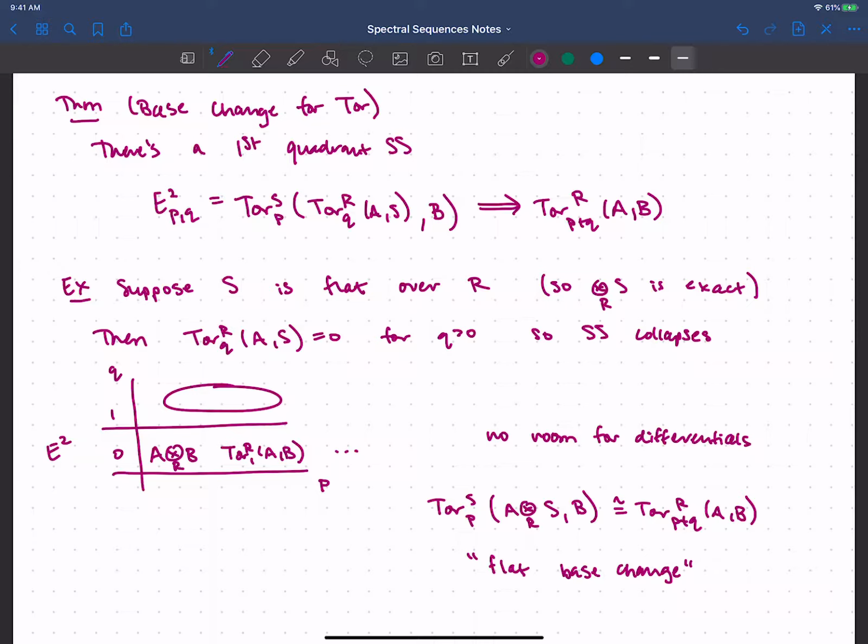Okay, so I want to save most of the interesting applications for people's presentations who are going to be talking about these applications in algebraic geometry. But in the next video, what I'll do is start talking about how we actually construct this Grothendieck spectral sequence, how we see it as a spectral sequence coming from a double complex.